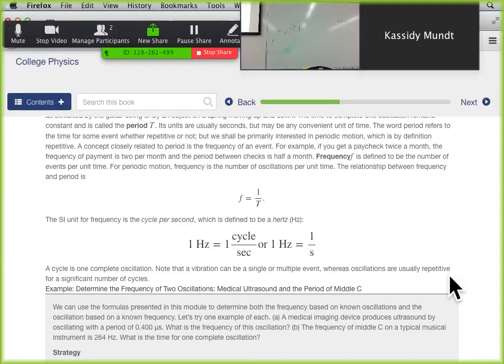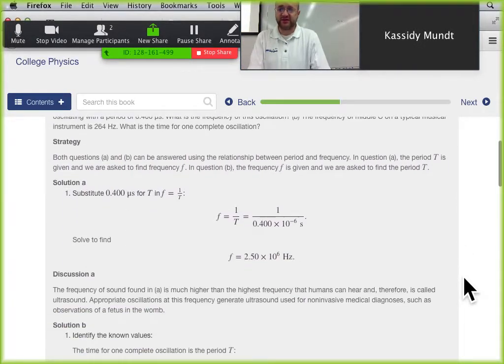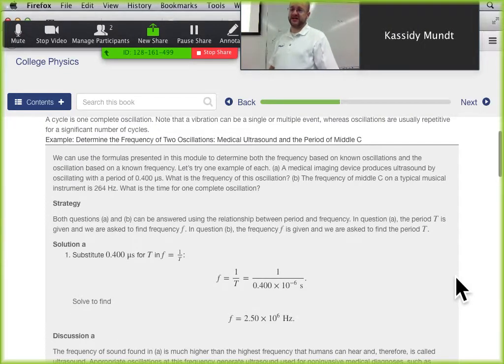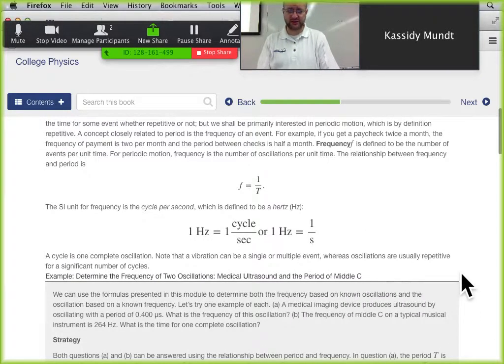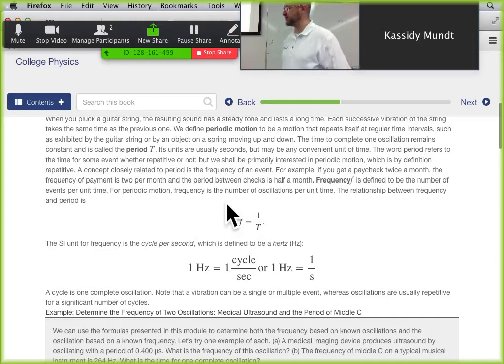Those are the units. And if you can count the number of cycles that have passed in a second, then you can just take that number of cycles, divide it by the number of seconds, and calculate the frequency. So here we have a medical imaging device which produces ultrasound by oscillating with a period of 0.400 microseconds. So it tells us the period. Well, they haven't told us what a period is yet, so we've got to tell you what a period is. Oh, they told us that period is 1 over frequency.